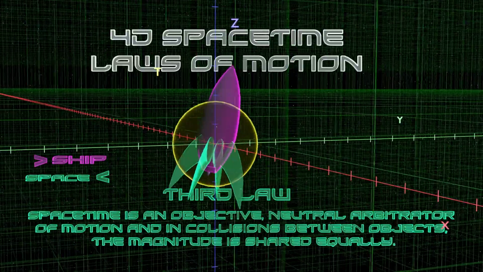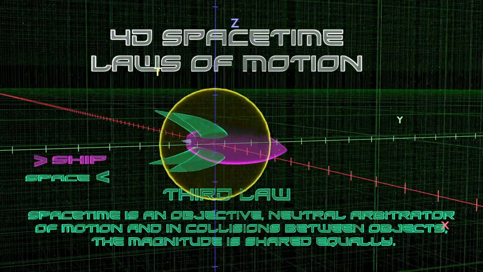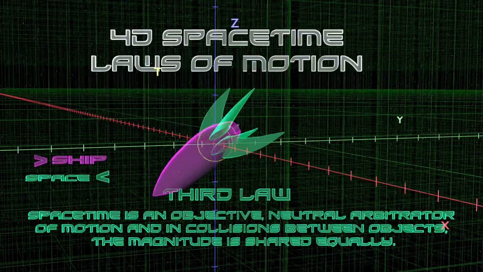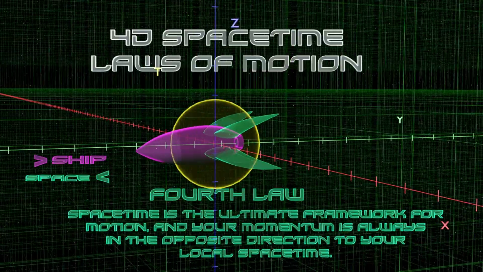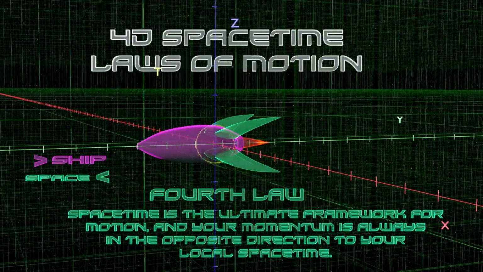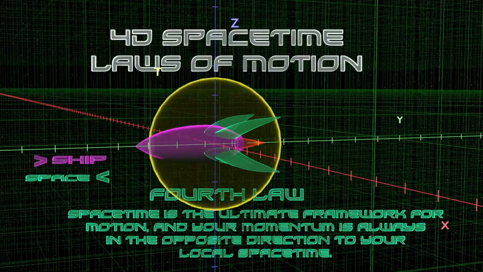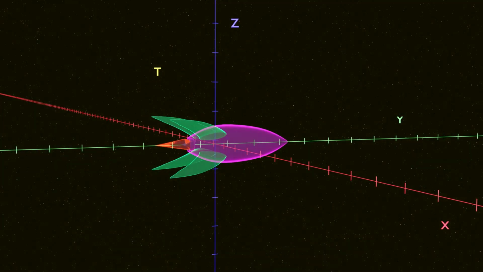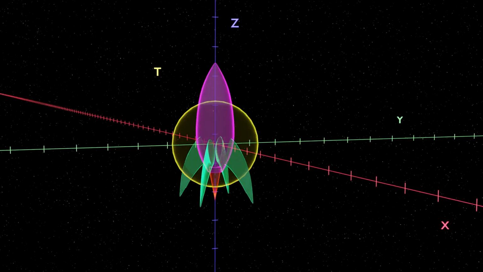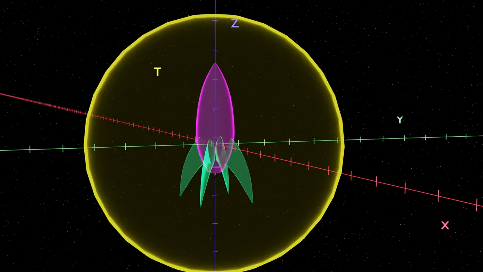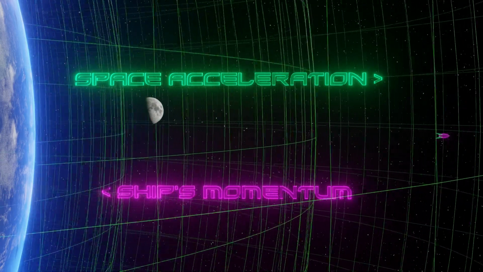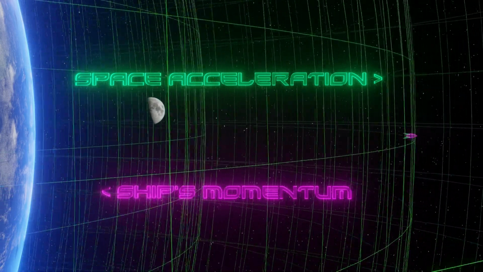Third law of 4D motion: spacetime is an objective, neutral arbitrator of motion, and in collisions between objects, the magnitude is shared equally. Fourth law of 4D motion: spacetime is the ultimate framework for motion, and your momentum is always in the opposite direction of your local frame of reference, which is space. When you understand 4D spacetime, then you can see the relationship between space's relative direction of motion and matter's momentum. You will see that the momentum is always in the opposite direction to your relative motion to your spatial frame of reference. This shows us how the outward acceleration of space causes you to accelerate towards the Earth.